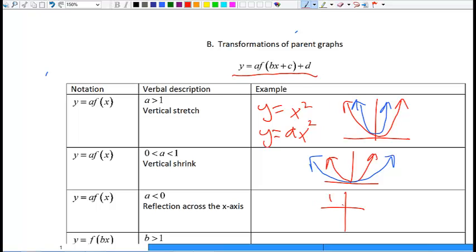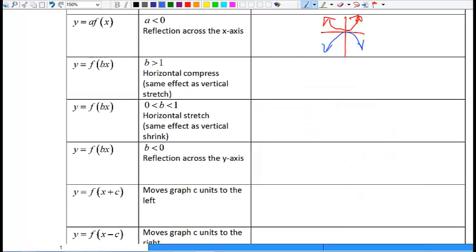And in the third case, again, the red is the parent, and the blue is the transformed one. So if there's a negative, the negative simply reflects it down below the x-axis.